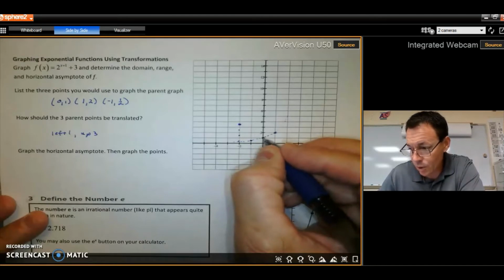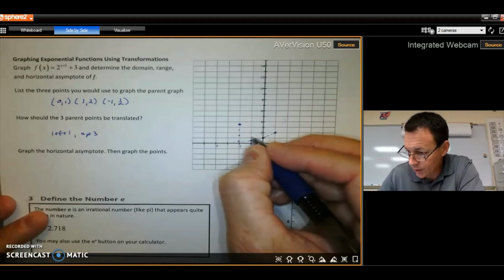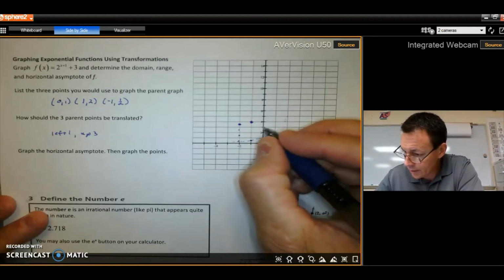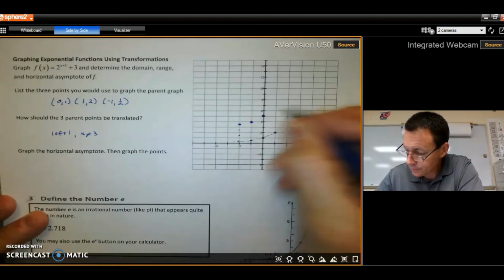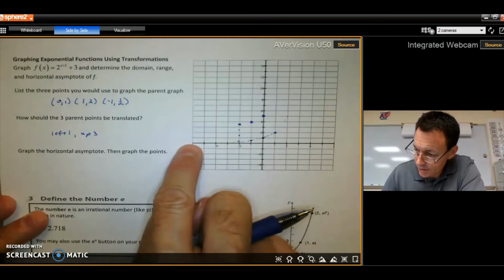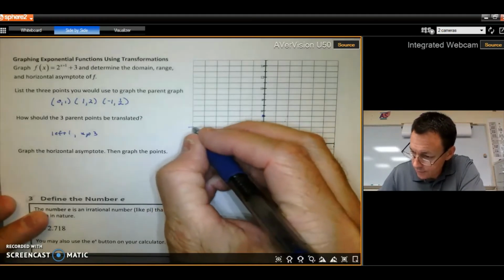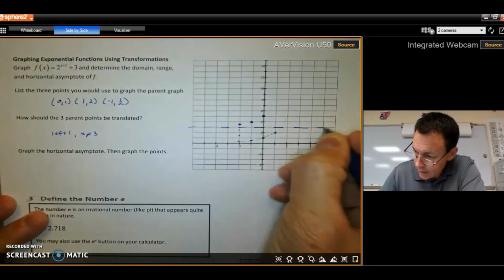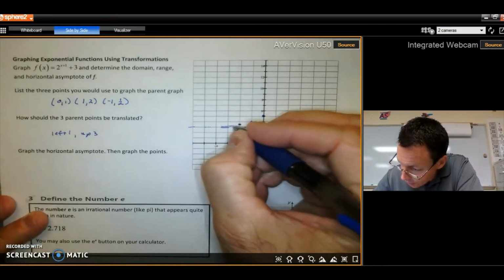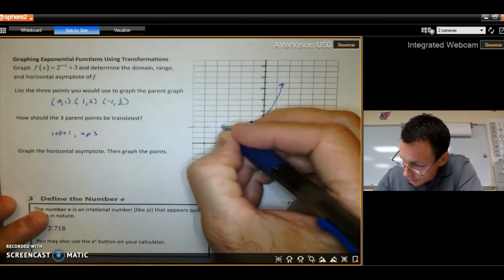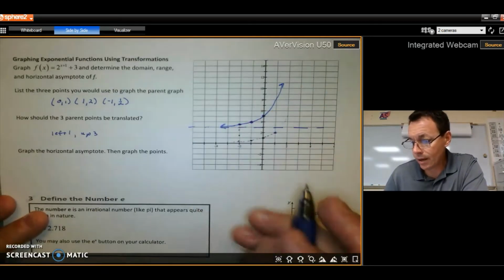This point is a little more obvious because you're right here at an intersection. You can go left 1, and then 1, 2, 3. And then this point is going to go left 1, and then 1, 2, 3. Our horizontal asymptote, which was the x-axis, is now going to be up 3 as well. And that's what our graph is going to follow. And it's going to look like that. Okay, so that's our graph.